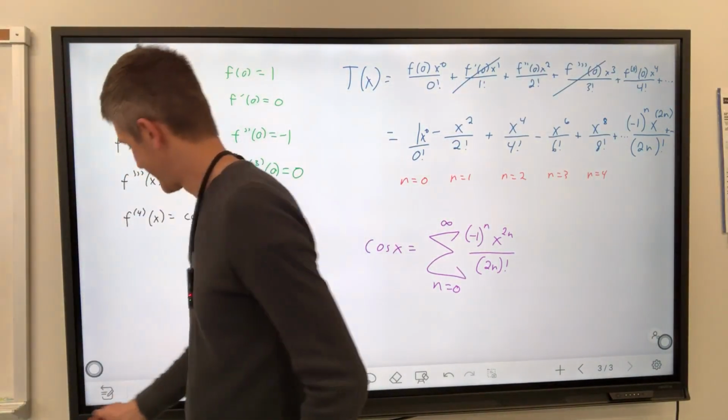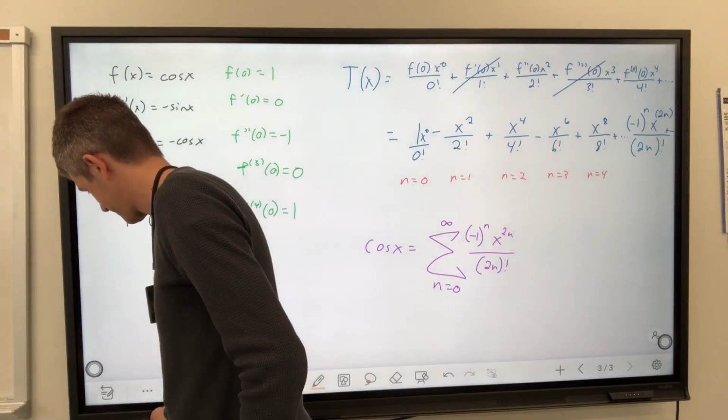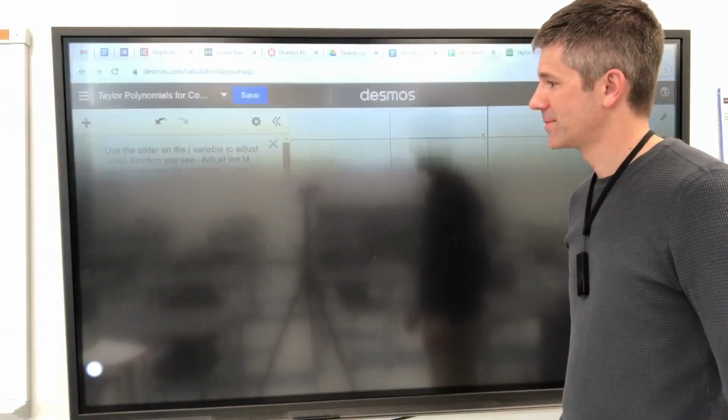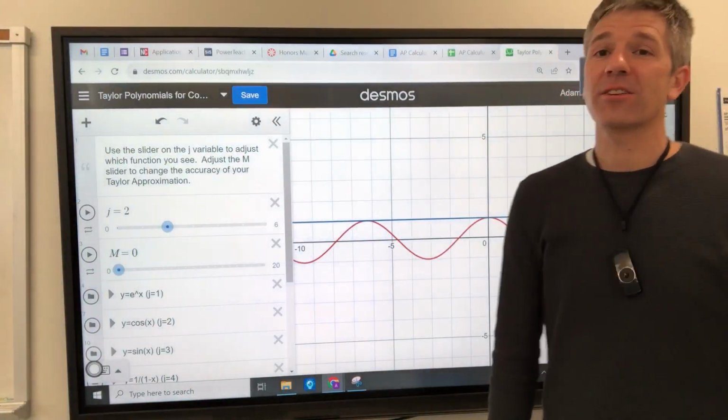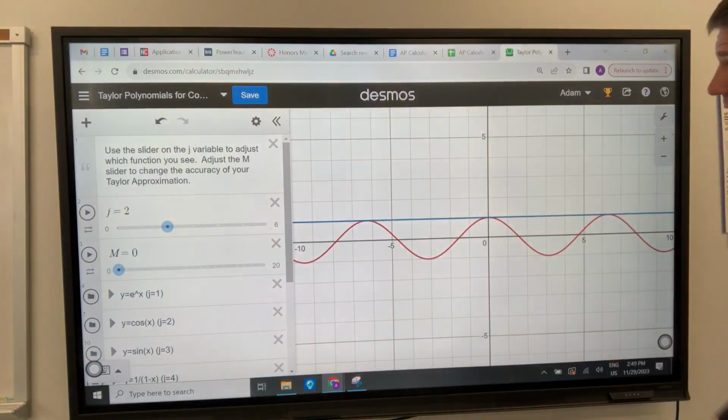You're going to love this. I'll plug this up and wait for a bolt of lightning. Kaboom! There it goes. Okay, this is the graph of cosine. The red is the cosine.